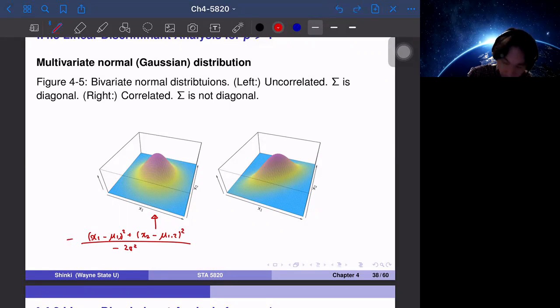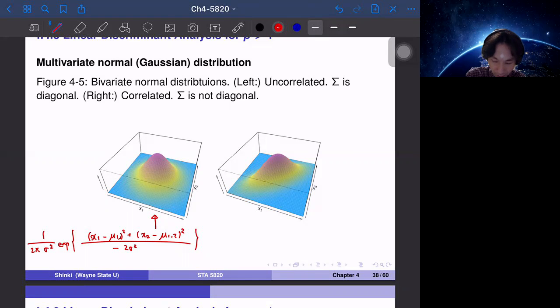Sorry, exponential. And we may have some coefficient. And if we have the relationship between x and x1 and x2, then we should have a different shape.